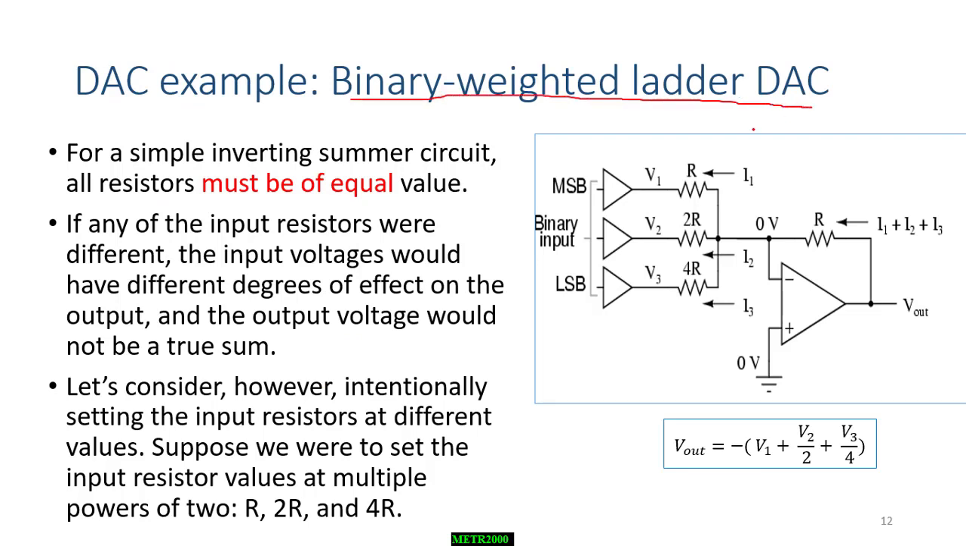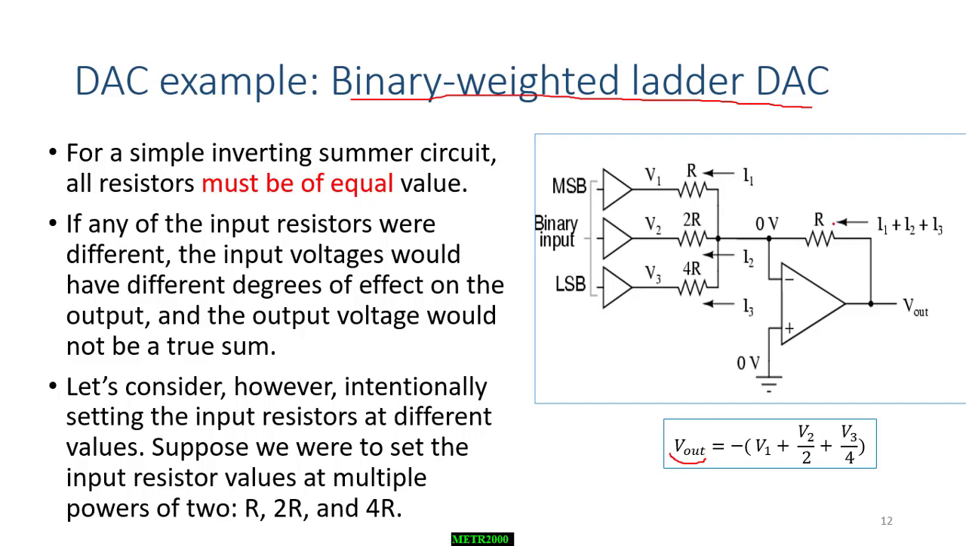The binary weighted ladder is based on this circuit over here. This is our amplifier. The output of the amplifier will equal minus V1 minus V2 over 2 minus V3 over 4 and so on. So I will put my bits over here and calculate V out through the value.